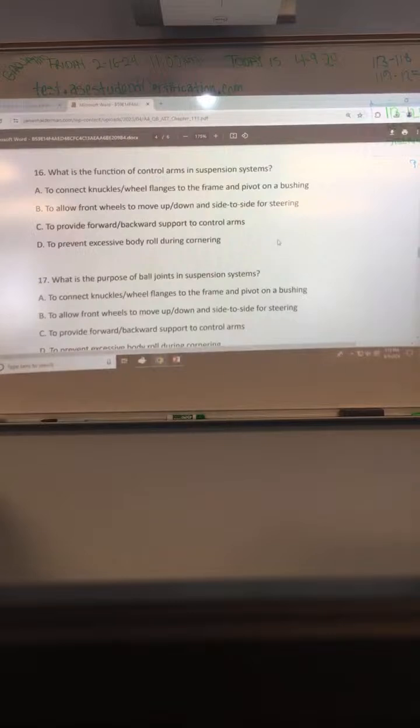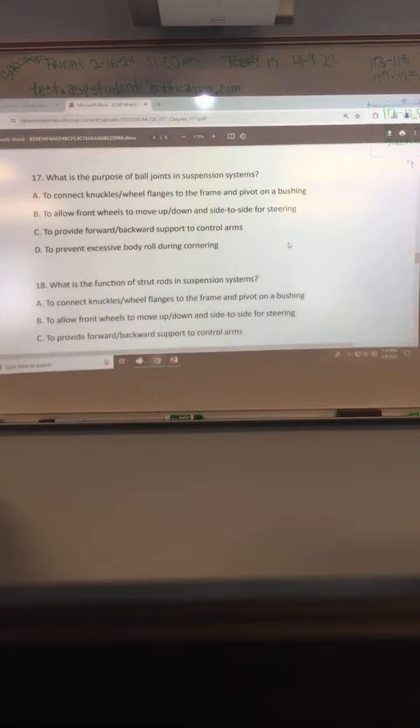Gotcha. All right, so where are we at? 16, right, yeah. Nasir, what is the function of a control arm in the suspension system? B. Or is that the sway bar? Should be a sway bar. Allow the front wheels to move up and down, side to side for steering. That is not the function of a control arm. That'd be A, to connect the knuckle, wheel flanges to frame, pivot point on the bushing. A for 16. 17.